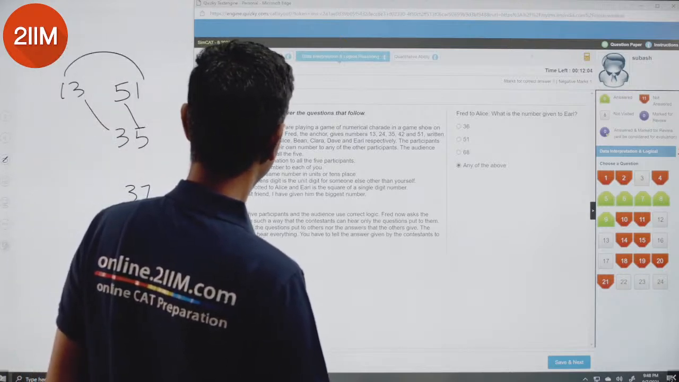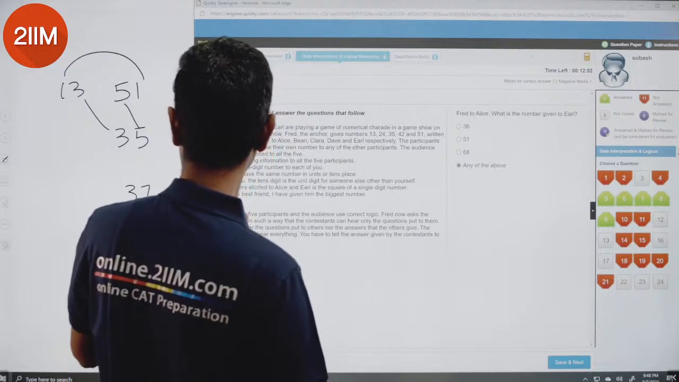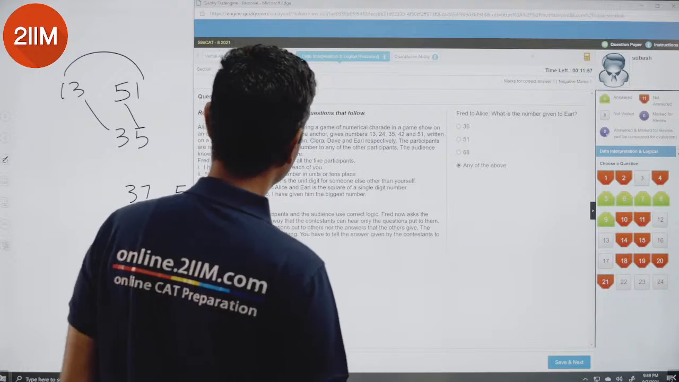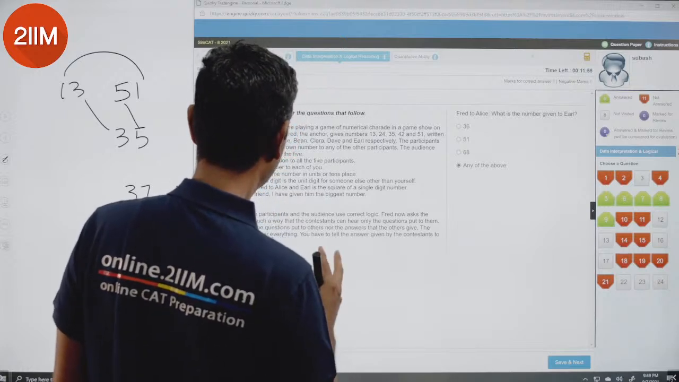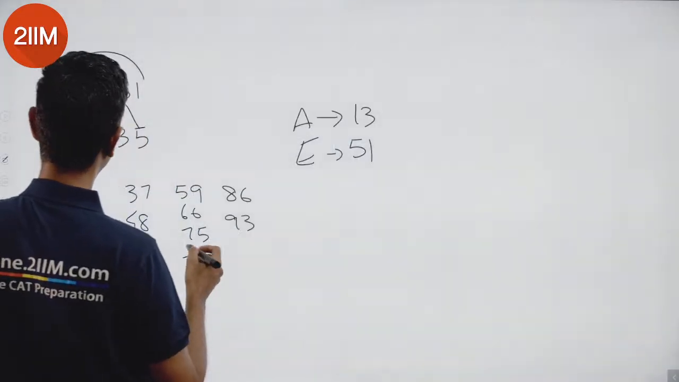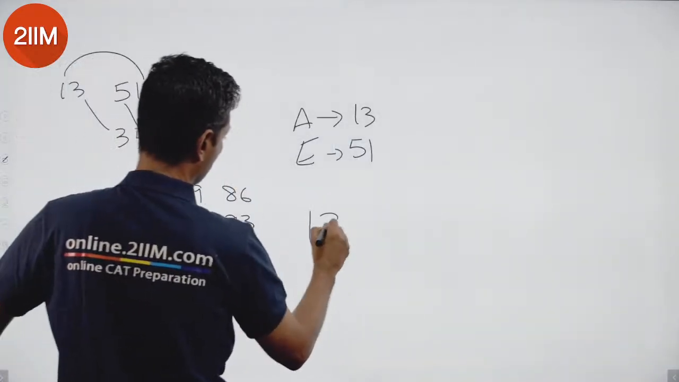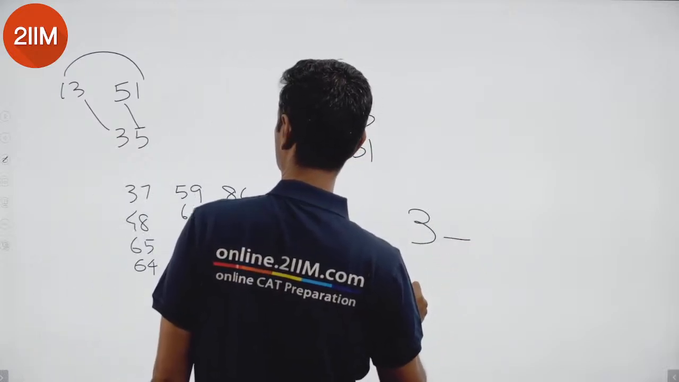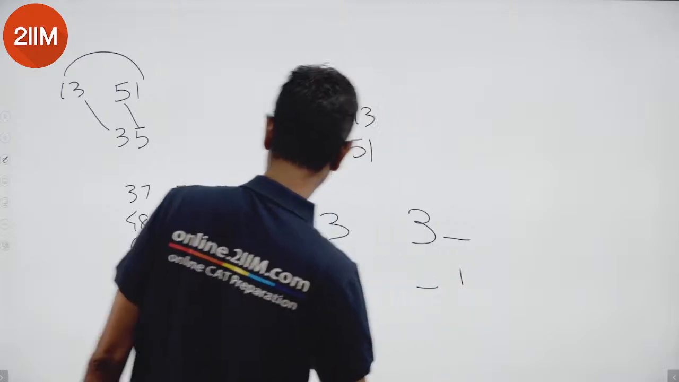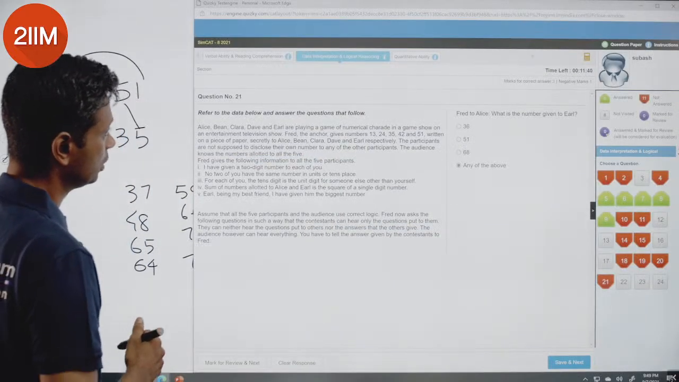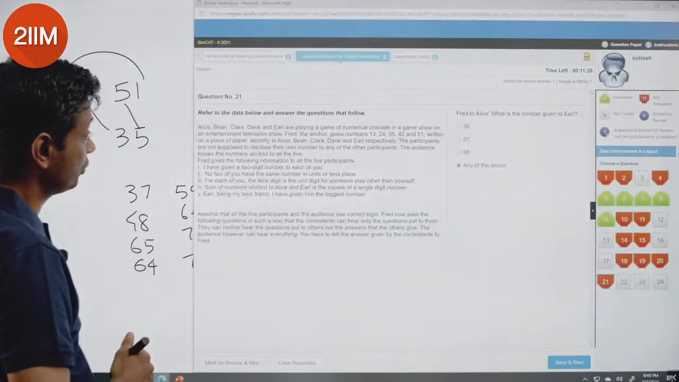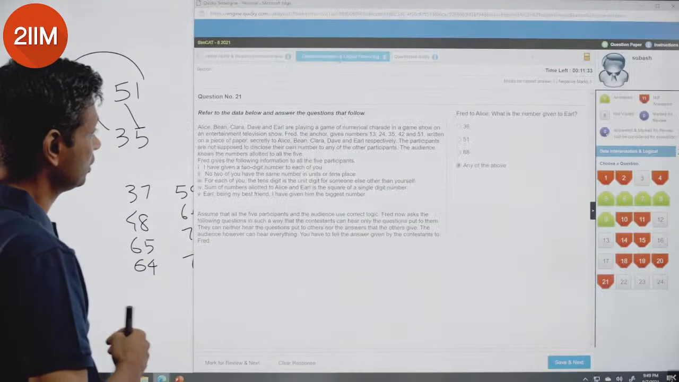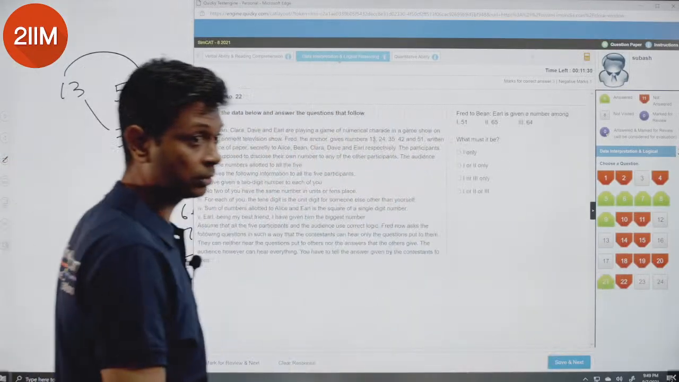So my number starts with 13. Each of you, the audience knows the numbers allotted to all the 5. So if I'm Alice, I know that a number starts with 3. I'm 13. One number starts with 3 and one number ends with 1. This I know. I could have 36 or 51 or 68, and then the numbers could come in cycles. So any of the above. Let's go to the next one.